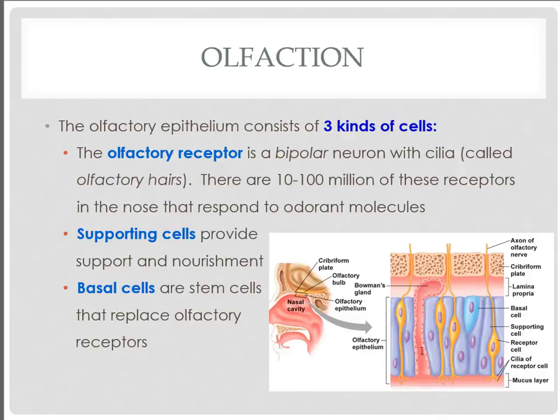Additionally, what you're also going to be able to see are Bowman's glands. The Bowman's glands are exocrine epithelial cells. So these are exocrine epithelial cells embedded within the olfactory epithelium that produce mucus for the protection of the apical side of the columnar epithelial cells that you see.